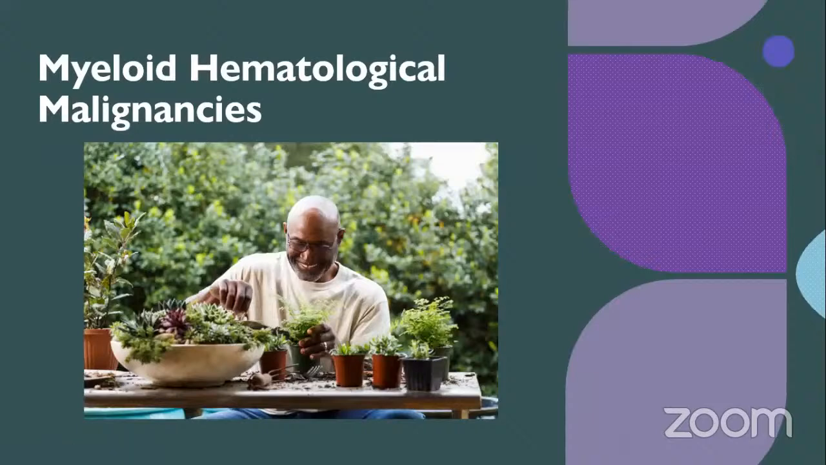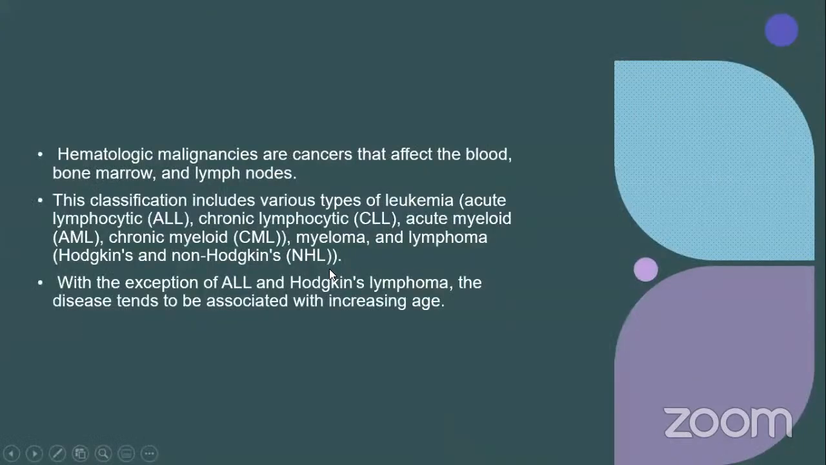So now I will talk about myeloid hematological malignancies. So hematological malignancies are cancers that affect the blood, bone marrow, and lymph node. This classification includes various types of leukemia: acute lymphocytic, which is ALL, chronic lymphocytic, CLL, acute myeloid, AML, chronic myeloid, CML, myeloma, and lymphoma, which is Hodgkin's and non-Hodgkin's lymphoma. With the exception of ALL and Hodgkin's lymphoma, the disease tends to be associated with increasing age.